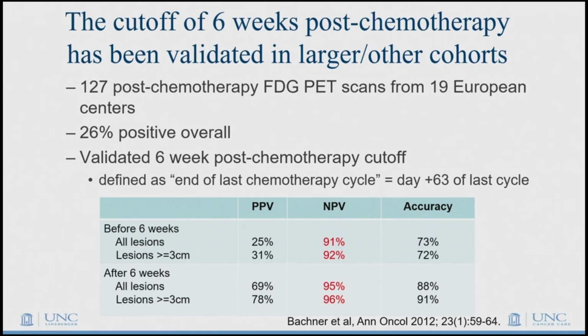If you look at 100-something PETs from 19 different centers, you could see that the positivity rate ends up being about 1 in 4, and these studies really showed that waiting at least 6 weeks is necessary to prevent the false positives that you get immediately after chemotherapy. And again, that's from this very inflammatory desmoplastic reaction that we see.